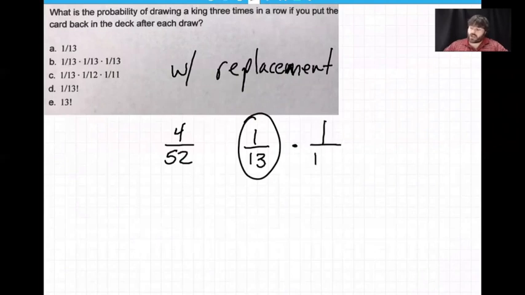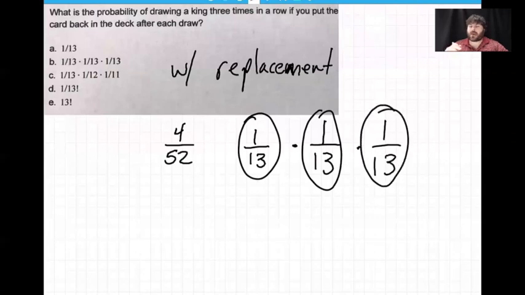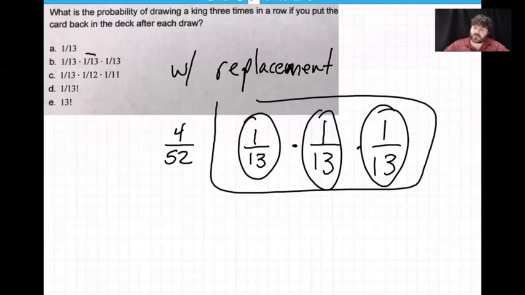So if I draw again, 1/13 times 1/13, if I put it back each time, the probability should be the same. Remember, these things cannot happen at the same time, or I guess they're separate. So they're multiple events. We multiply when we do multiple events. So that's why we're going to multiply 1/13 times 1/13 times 1/13.